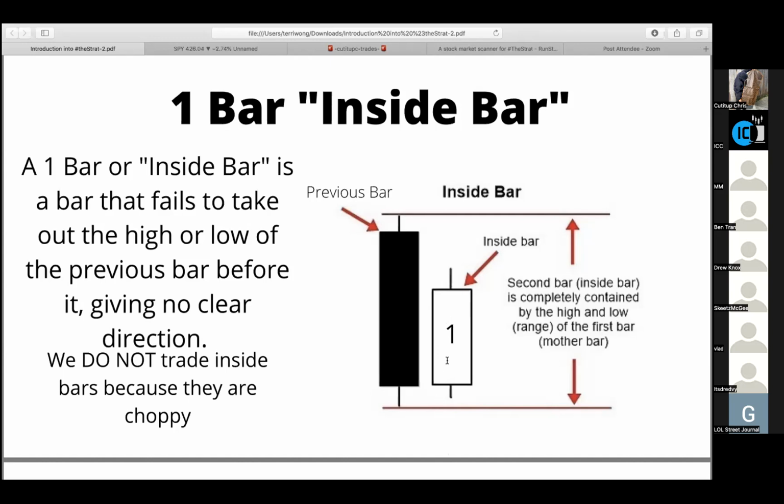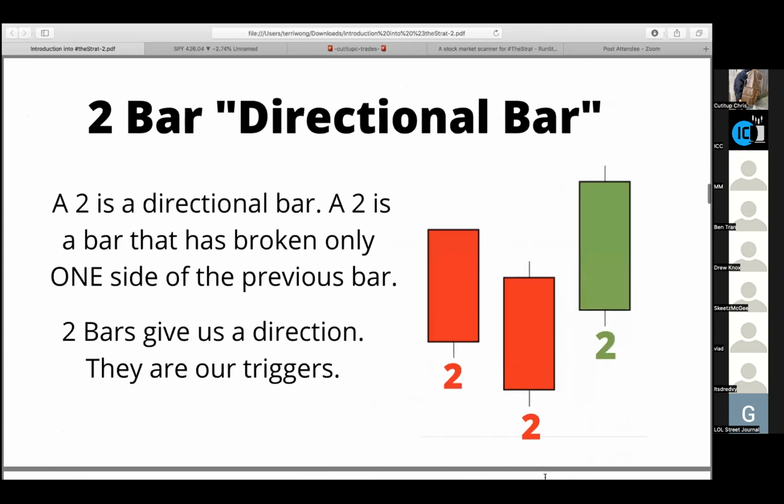You want to wait till we get a direction to trade, take trades instead of just trying to predict where this thing's gonna go. So that's just what a 1 bar is. This one's pretty simple. And then a 2 bar.